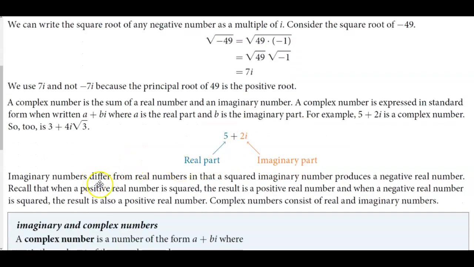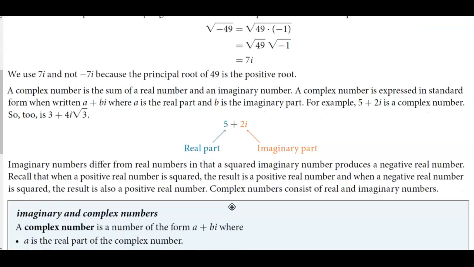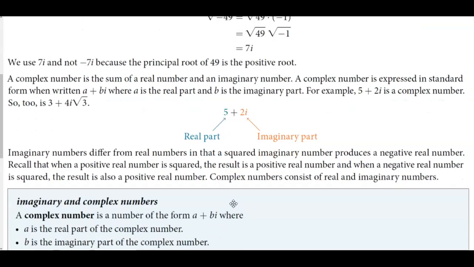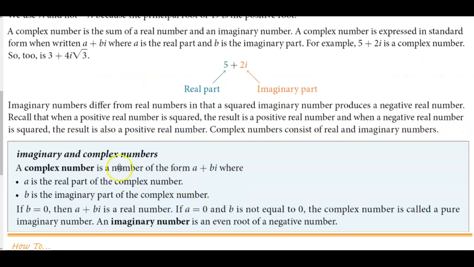Now, imaginary numbers differ from real numbers in that a squared imaginary number produces a negative real number. Recall that when a positive real number is squared, the result is a positive real number, and when a negative real number is squared, the result is also a positive real number. Complex numbers consist of real and imaginary numbers. Imaginary numbers and complex numbers.